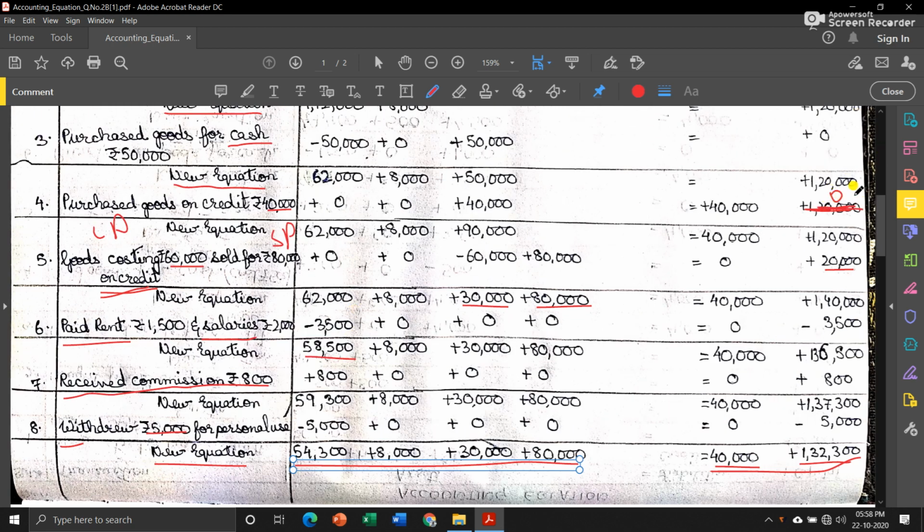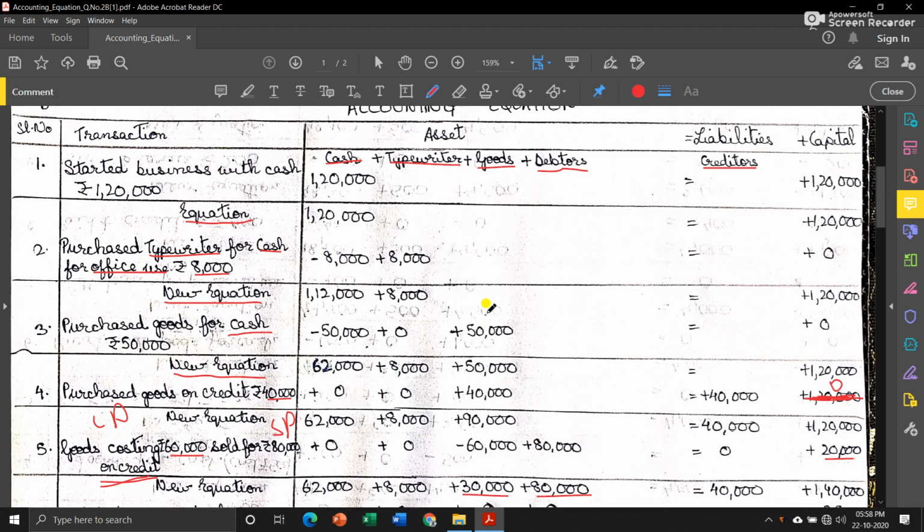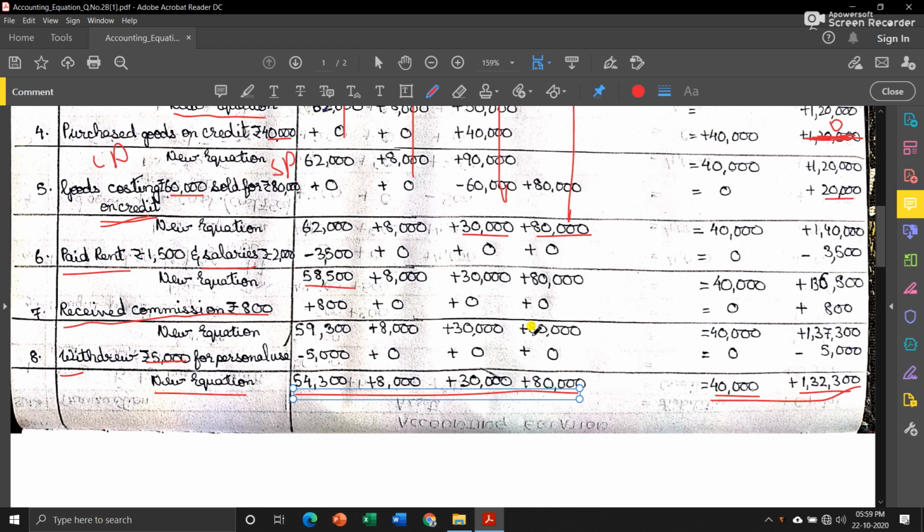See, I wrote 1,20,000 as capital. So you have to be very careful with your addition, subtraction, as well as your attention. Means you have to give attention where to write 0 and where to write the amount. Plus one more thing, see, when we write headings under asset or liabilities, make sure that you write in same straight line. All the amount regarding cash should be in straight line, all the amount related with typewriter should be in straight line, then goods or stock, it should be in straight line, and debtors, it should be in straight line.